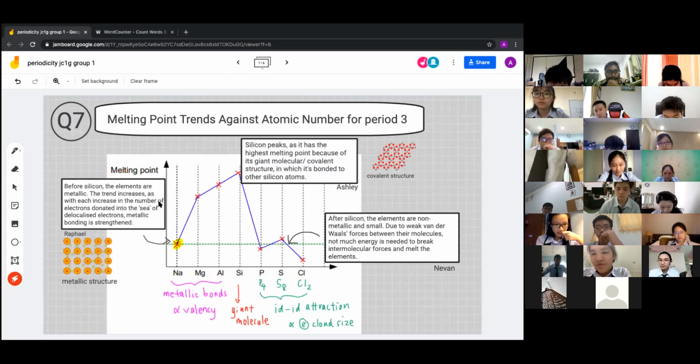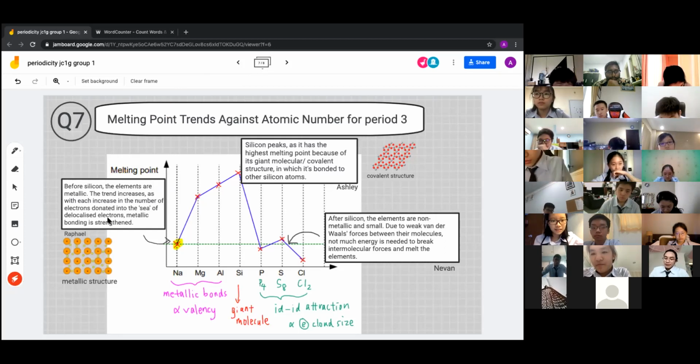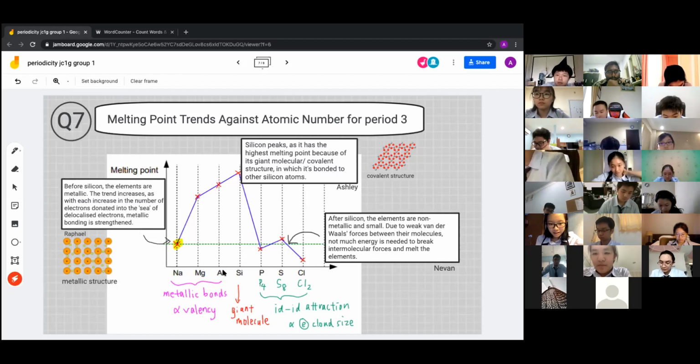This trend allows them to increase, as with each increase in the number of electrons donated to the sea of delocalized electrons, metallic bonding is strengthened. That's why Al has a higher melting point compared to sodium.